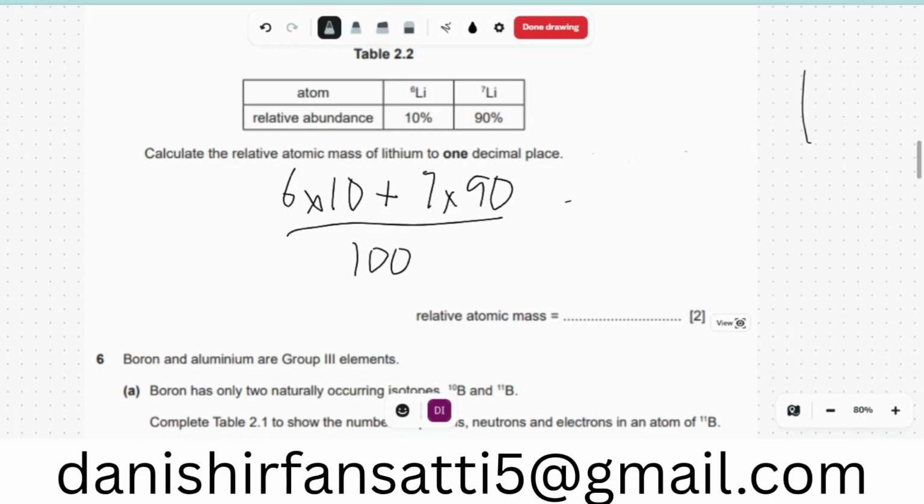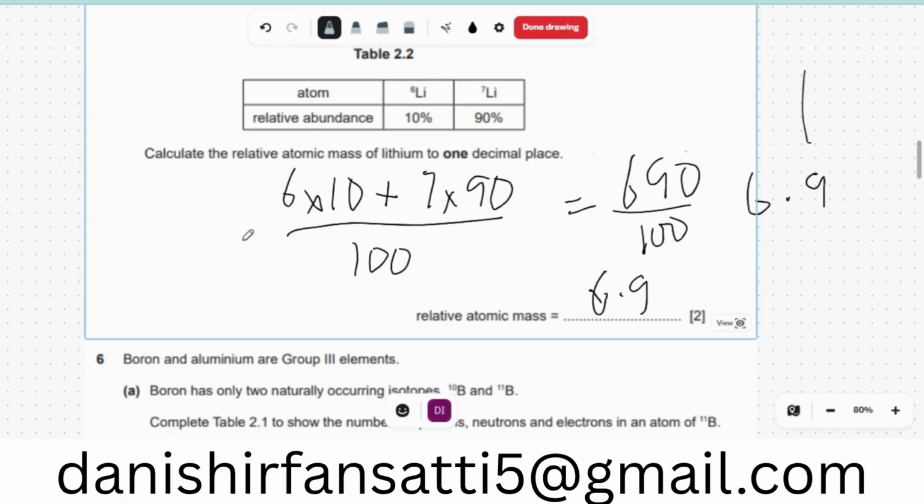If we add them, that would be 690 divided by 100. So your answer is 6.9. Okay, if you want to see our video on relative atomic mass, you can see it on our channel.